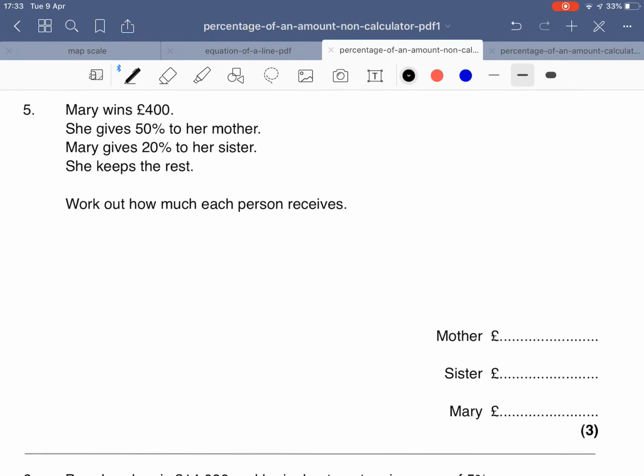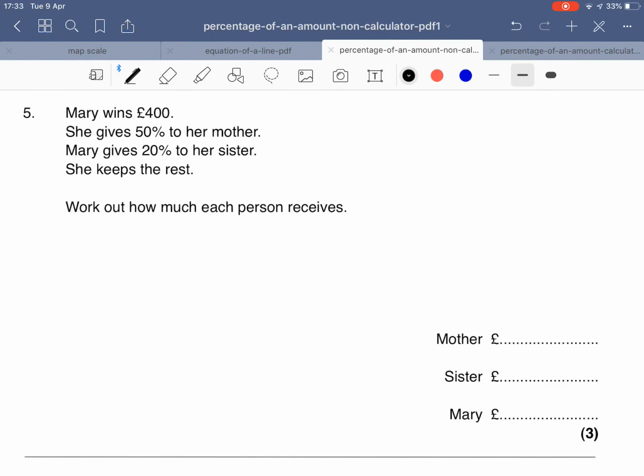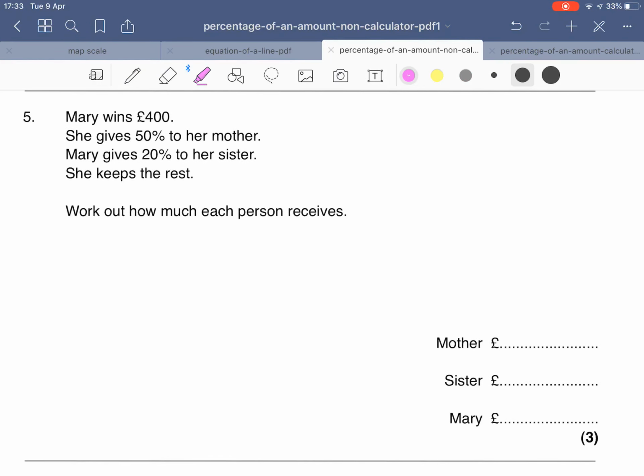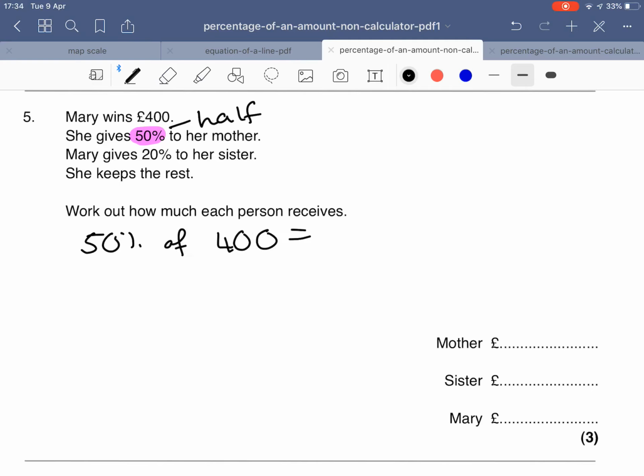Mary wins £400. She gives 50% to her mother. Mary gives 20% to her sister, and she keeps the rest. How much does each person get? Okay, 50% is quite an easy one to do. 50% is just half of the amount. So 50% of £400 is just half of the £400, which is £200. So that's what her mother gets. Her mum gets £200. It's quite generous of her.